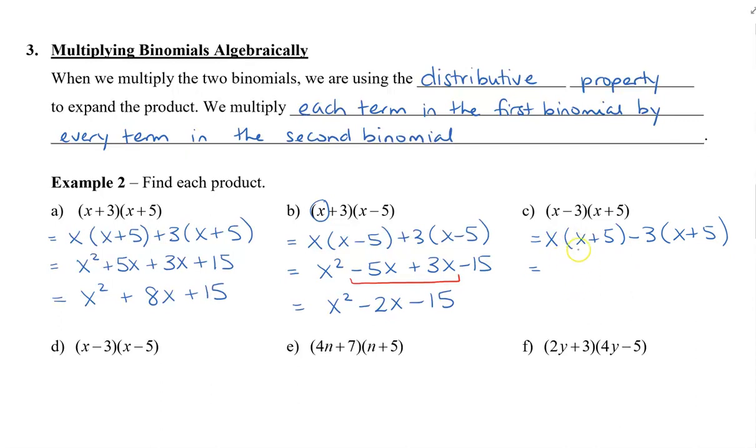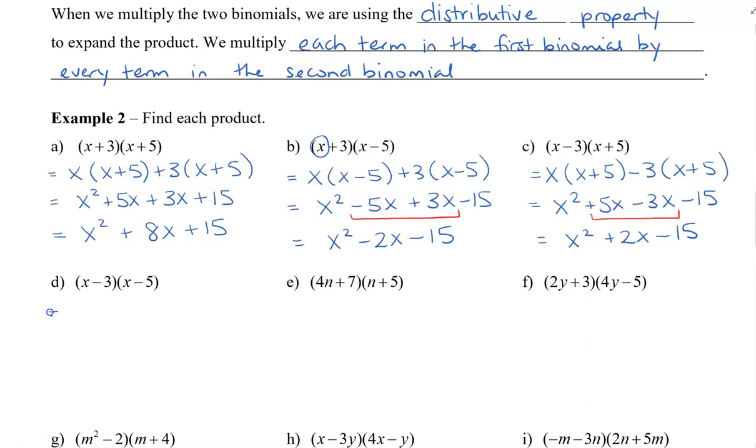All right, so multiplying this out, I get x squared plus 5x. In the second part, I get negative 3 times x, and then negative 3 times 5. So that's negative 15. And again, I can join my two middle terms. So that's going to be x squared plus 2x minus 15. Now, we've done a plus plus, a plus minus, and a minus plus. So let's finish off with a minus minus.